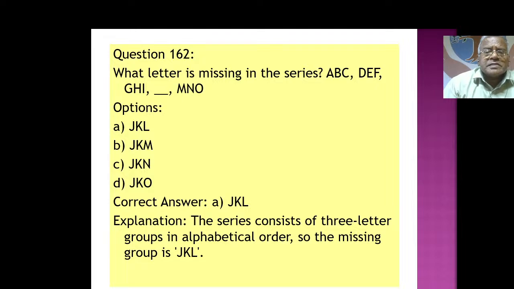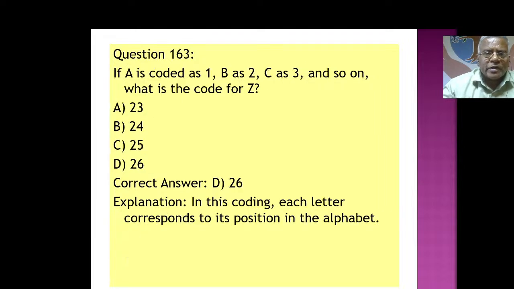What letter is missing in the series? A, B, C, D, E, F, G, H, I, dash, M, N. The series consists of 3-letter groups in alphabetical order. So the missing group will be what? A, B, C, D, E, F, G, H, I, J, K. G, H, I. So J, K, L. What are the next 3 letters? J, K, L in the alphabet. So this is how you will find out.